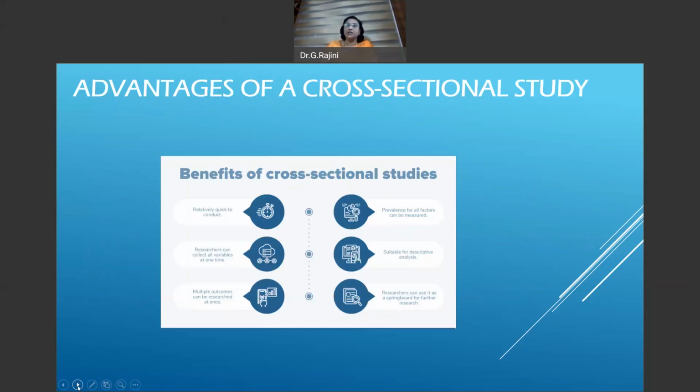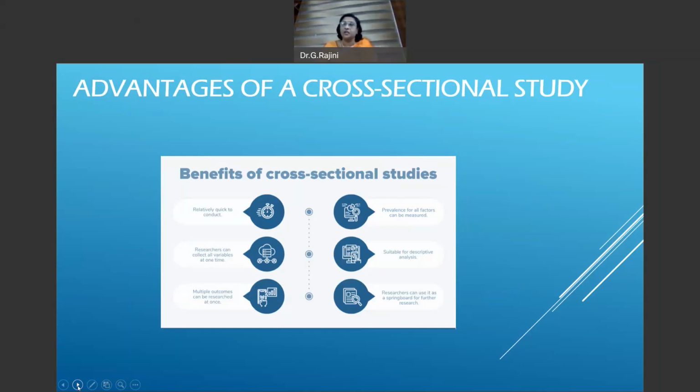So what are the advantages of cross-sectional study? Each type has its own advantages and disadvantages. Here, it's very quick to conduct, and researchers can collect all variables at a single point of time. Multiple outcomes can be researched at one instance. Prevalence of all factors can be measured. We can find out everything.